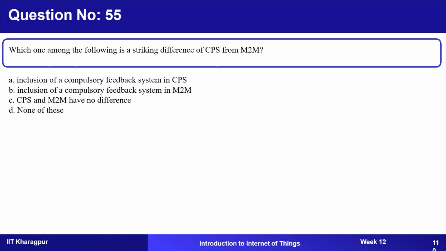Which one among the following is the striking difference of CPS from M2M? Option A is inclusion of a compulsory feedback system in CPS. Option B is inclusion of a compulsory feedback system in M2M. Option C is CPS and M2M have no difference. Option D is none of these.